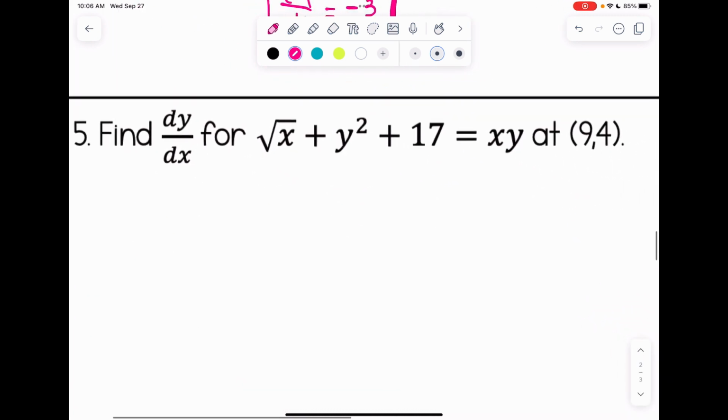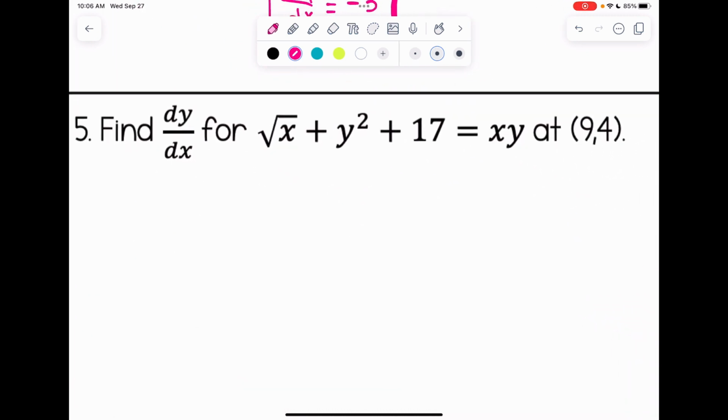All right, our last question, similar to the previous one, we are going to evaluate the derivative at a particular point. All right, keep in mind when we take our derivative that when we're looking at radical x, we have x to the 1/2. That's what it looks like with a rational exponent. So taking the derivative, I'm going to get 1/2 x to the negative 1/2. The derivative of y squared is 2y dy dx. The derivative of 17 is 0, so I'm going to leave that part alone.